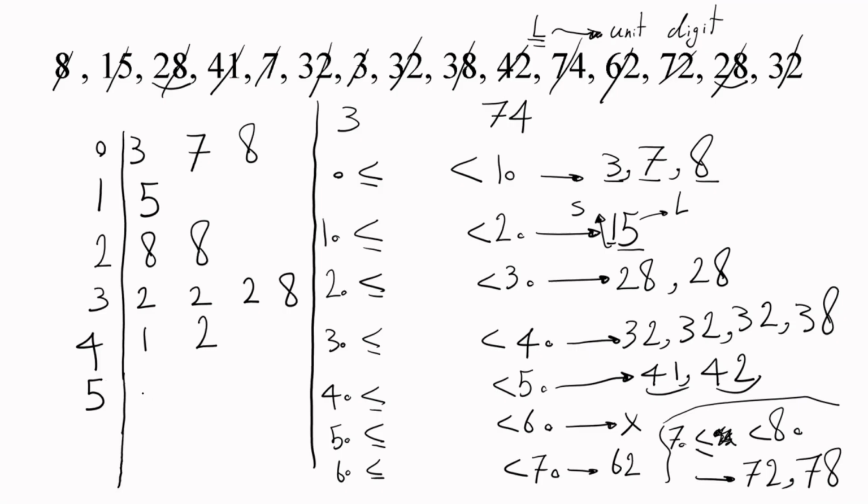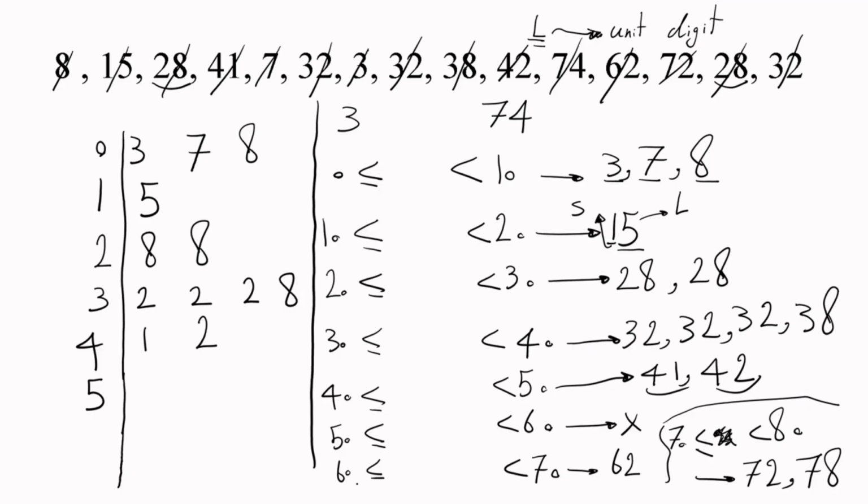What should I write in front of that in the leaf part? 0? No, if I write 0, it means 50. 50 is going to be part of the number, so it's wrong. So what should I write in this case? Nothing. Just leave it empty, okay? It means I do not have any number with the stem of 5.